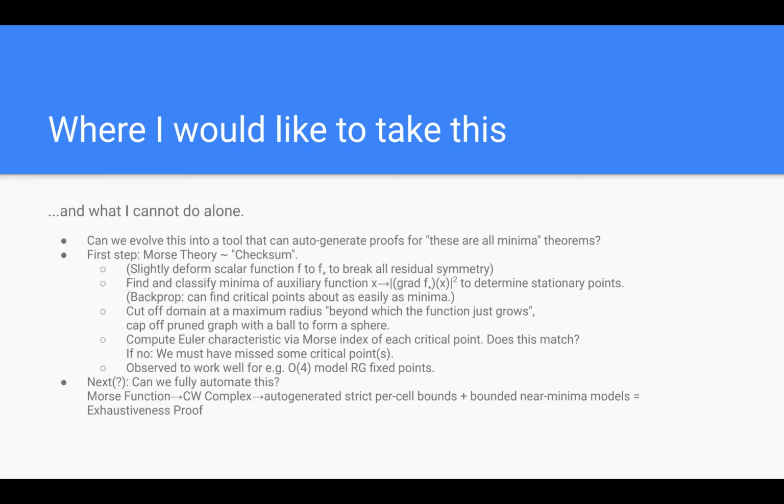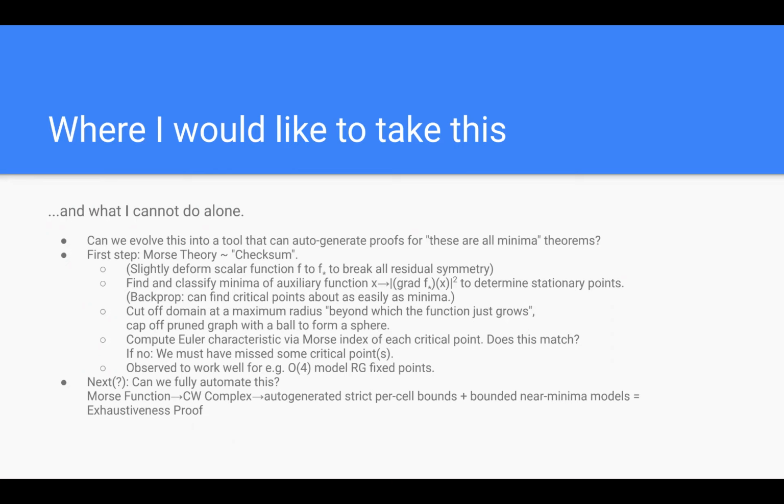So if these numbers match, if basically summing Morse indices over the critical points, if this way we reproduce the Euler characteristic, unfortunately, we don't really learn much. But if there's a mismatch, then we do know that we must still have missed one or more critical points. And I've done this, and this turned out to work actually quite well for a problem like finding the O4 model renormalization group fixed points.